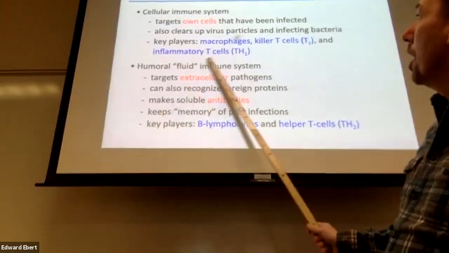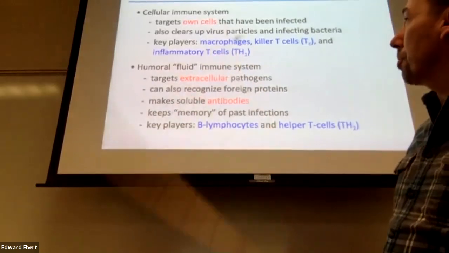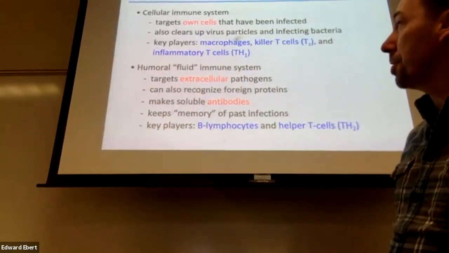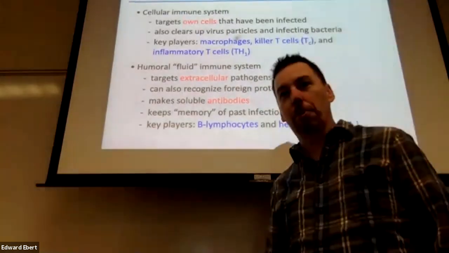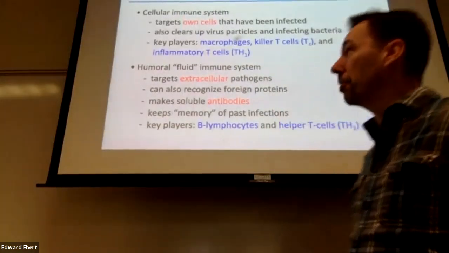The key players in there are going to be our macrophages, our killer T cells, and our inflammatory T cells. Always, because I grew up watching Arnold Schwarzenegger as a Terminator, they're Terminator cells.